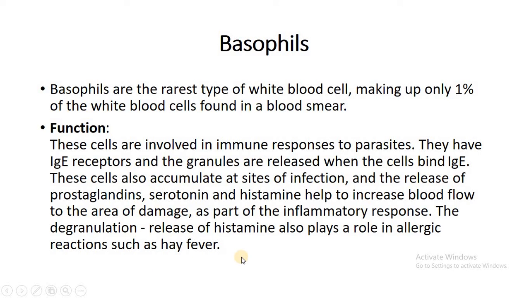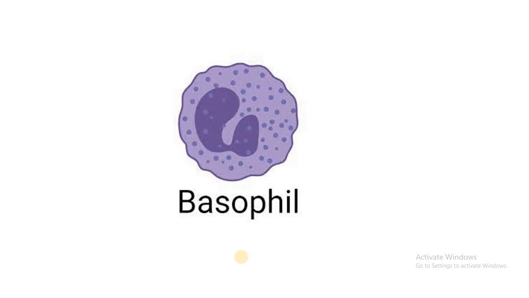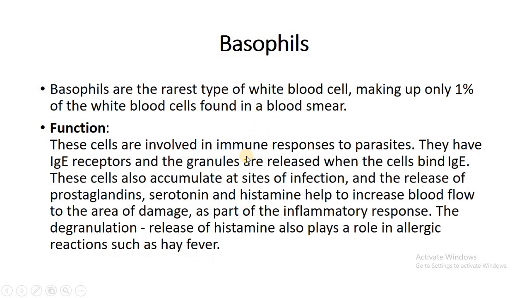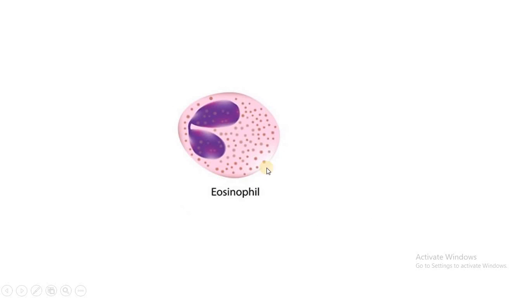During hay fever you can come across the action of basophils, and they are also antigen presenting cells. This is the basophil. They also have a bilobed nucleus. Eosinophils also have a bilobed nucleus, but here they have acidic granules.